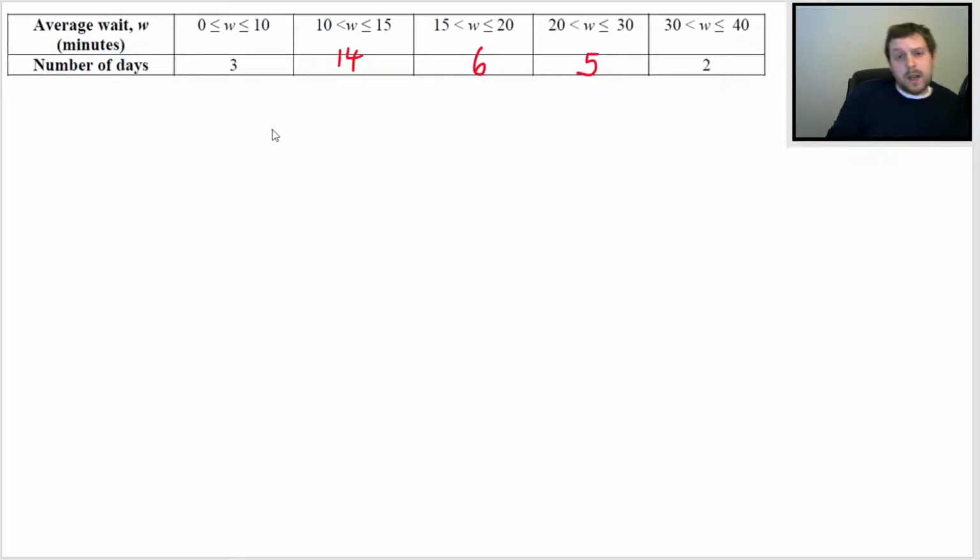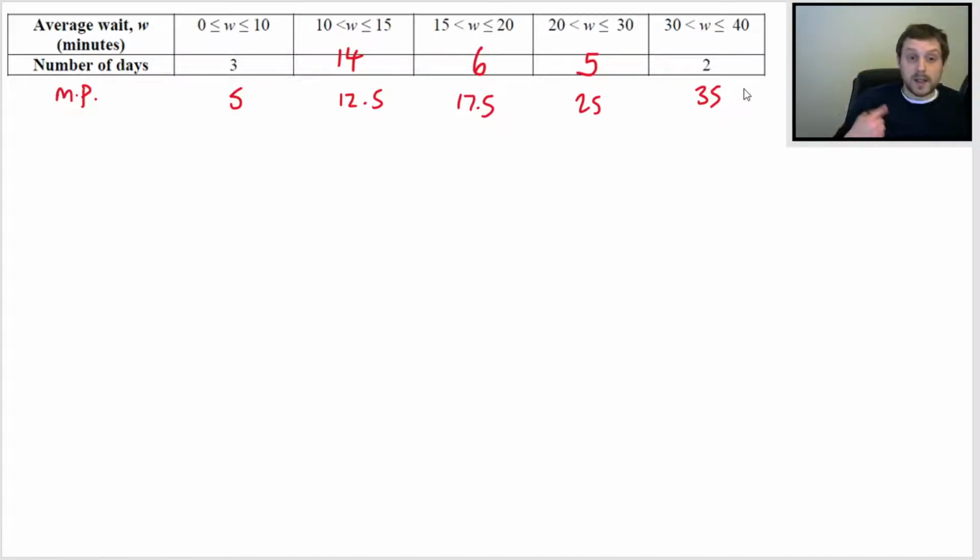Right, so what you want to do is you want to do the midpoints. So you got 5, 12.5, 17.5, 25 and 35. So the idea is it's an estimate. We're going to pretend that these 3 were all 5, these 14 were all 12.5, these 6 were all 17.5, these 5 were all 25, and these 2 were all 35. Of course, they might not have been, right? There'll be some variability, but this is our best estimate, okay?